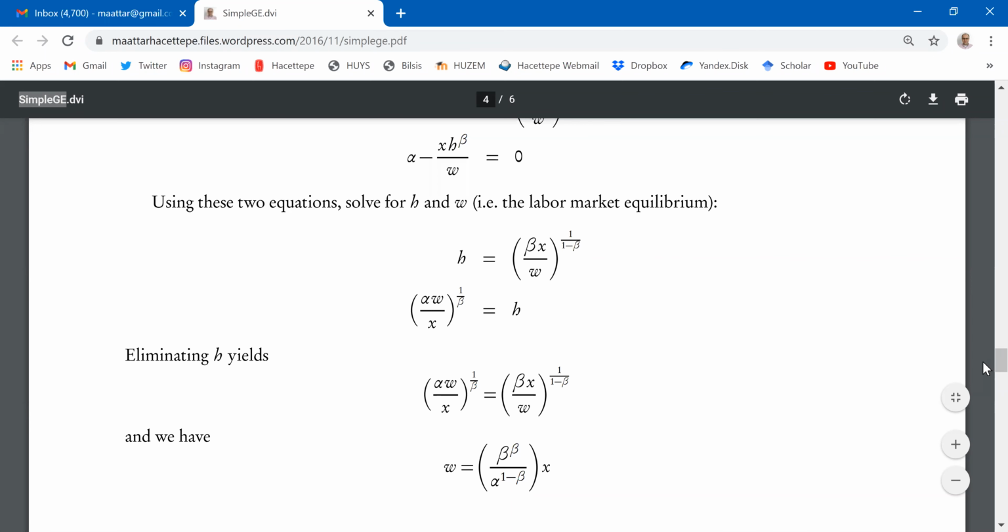If you look at it carefully, the first equation is labor demand. The second equation is labor supply. And of course, in equilibrium, demand and supply must be equal. So finally, I can eliminate H from the system. I equate quantity supplied to quantity demanded. Here I have one equation and one unknown. That unknown is W.